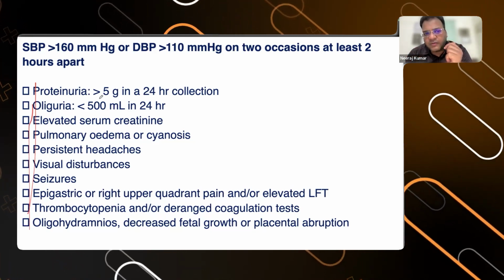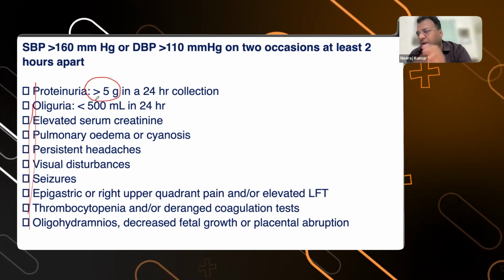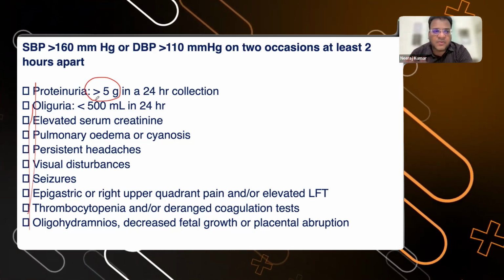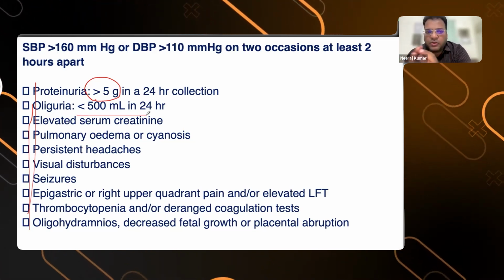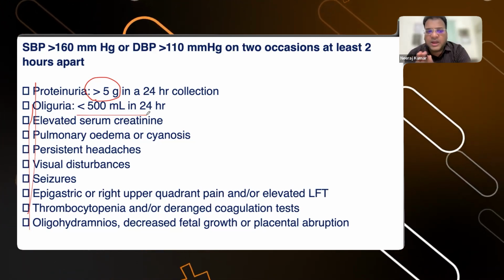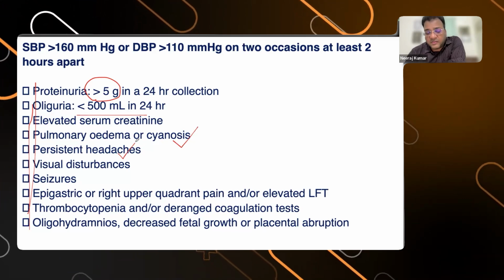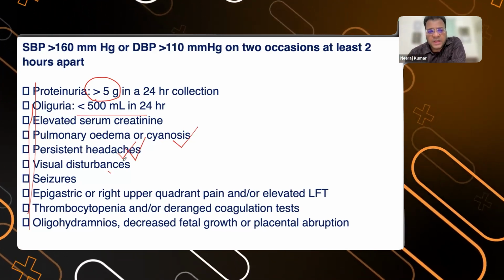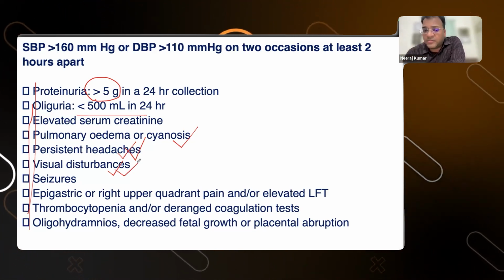Then you have to understand what the proteinuria in the urine is, whether it is 300 milligram or has crossed more than 5 grams, whether the patient has oliguria, with urine output of less than 500 in 24 hours, an elevated serum creatinine value, or some sort of edema, or whether the headache is now persistent, the patient is getting persistent visual disturbances, or the patient is having seizures.